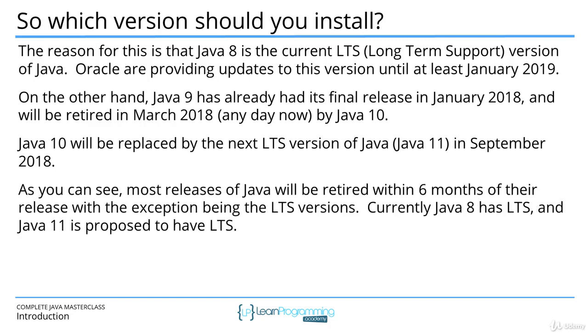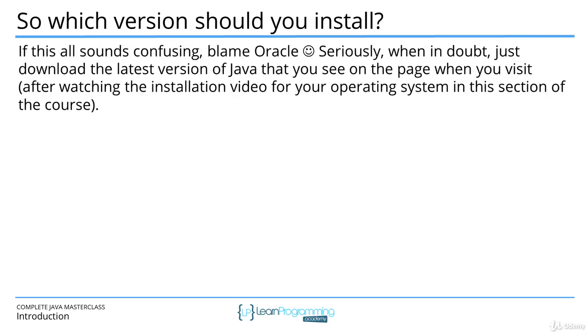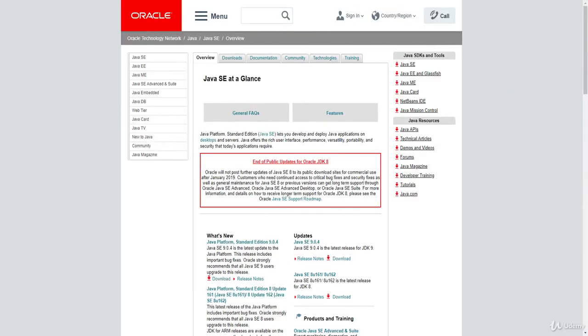So as you can see, most versions of Java will be retired within 6 months of their release, with the exception being the LTS or long-term support versions. So currently Java 8 has long-term support, and Java 11 is proposed to have LTS when it comes out later in the year. Now, if all this sounds confusing, blame Oracle. Seriously though, when in doubt, just download the latest version of Java that you see on this page when you visit. Now the installation videos will go through this in detail, so don't think you need to install that now.